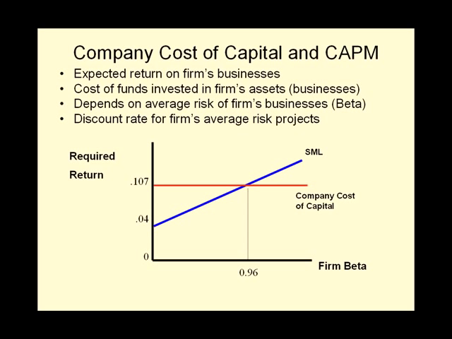We'll spend a fair amount of time in this session seeing how this beta of 0.96 yields a company cost of capital of 10.7%. In doing so, we'll be using the capital asset pricing model, which, to review from last session, is equal to the risk-free rate plus beta times the market risk premium.